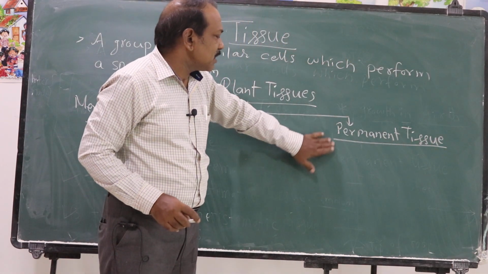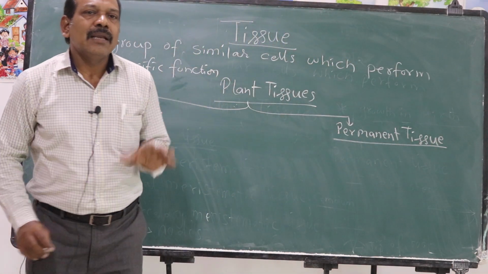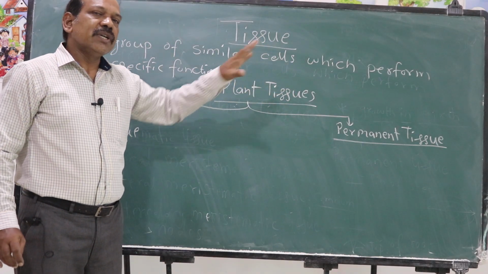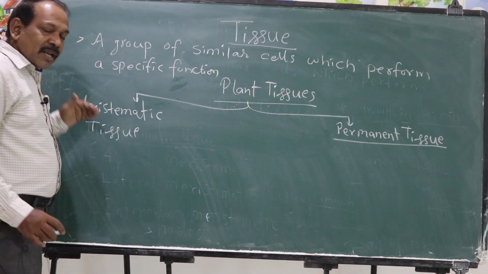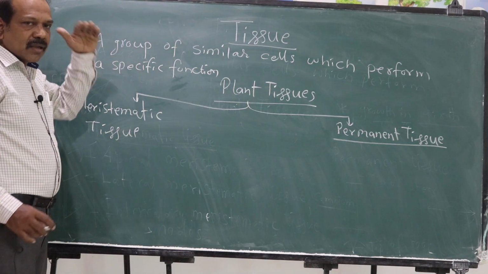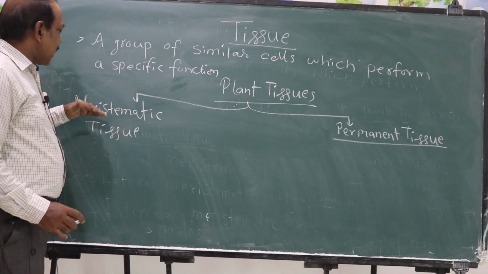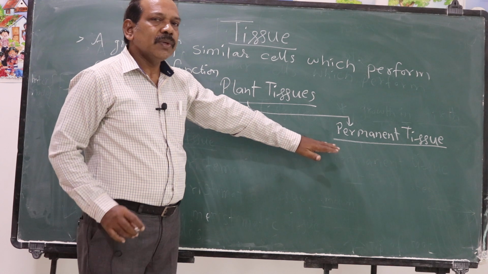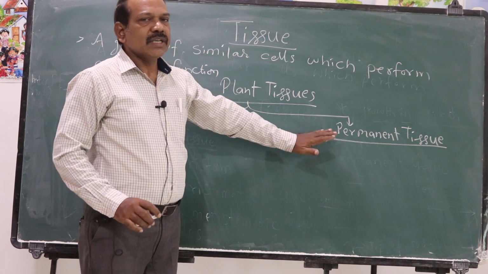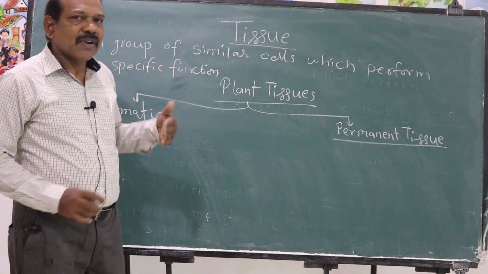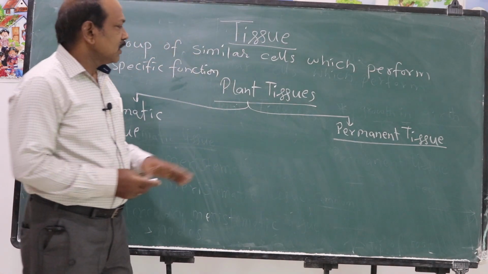Permanent tissue, the name suggests, this tissue is permanent in the plant's body. This tissue will stay in the plant's body throughout its life. Meristematic tissue actually helps in the growth of the plant. When growth is attained after a particular period, this meristematic tissue gets converted into permanent tissue. So permanent tissue is present in the plant throughout its life. How this permanent tissue is further classified, we will study.